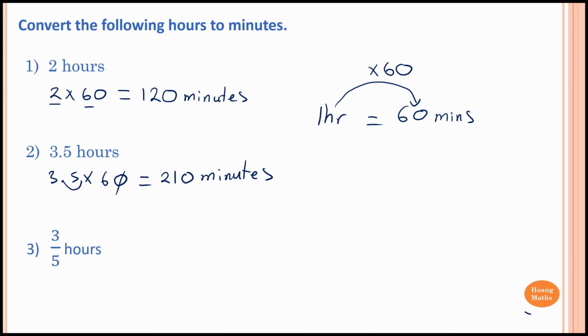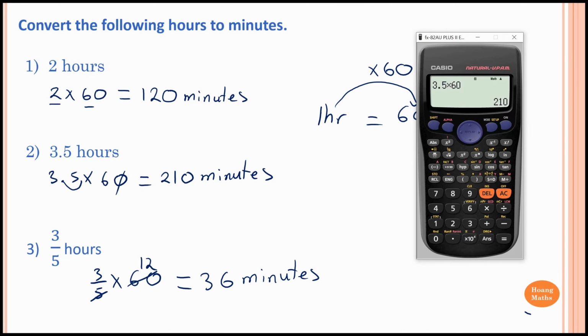3/5 of an hour. So we go 3 over 5, and we just times by 60. So 60 divided by 5 is 12, and then 12 times 3 is 36. So the answer is 36 minutes. Again, if you like, you can also use your calculator, so it goes 3 over 5 times 60. But always try to do it without a calculator first, and if you can't do it, then you use the calculator. Okay? So that's 36 minutes. There you go.